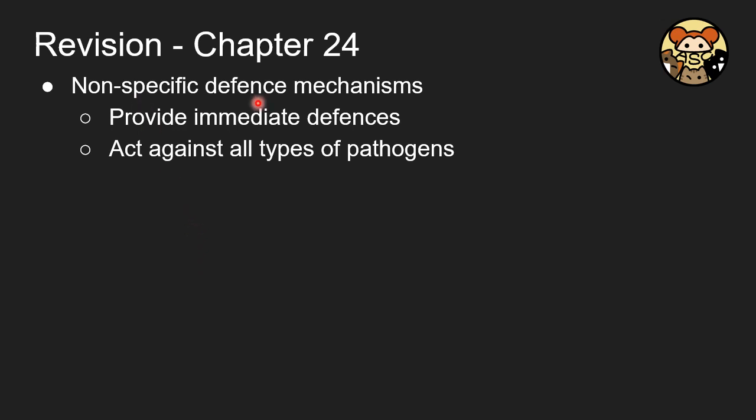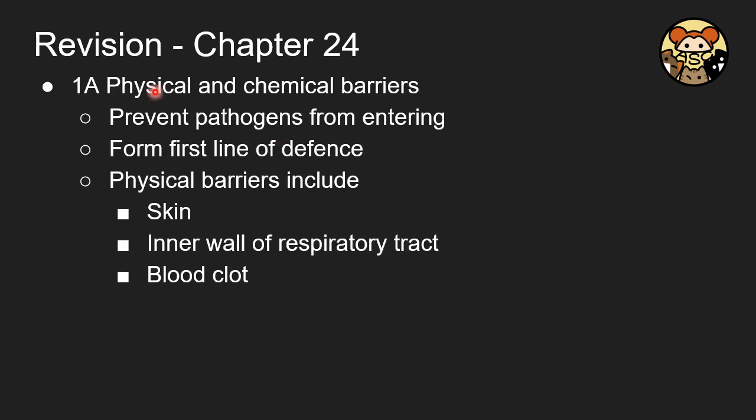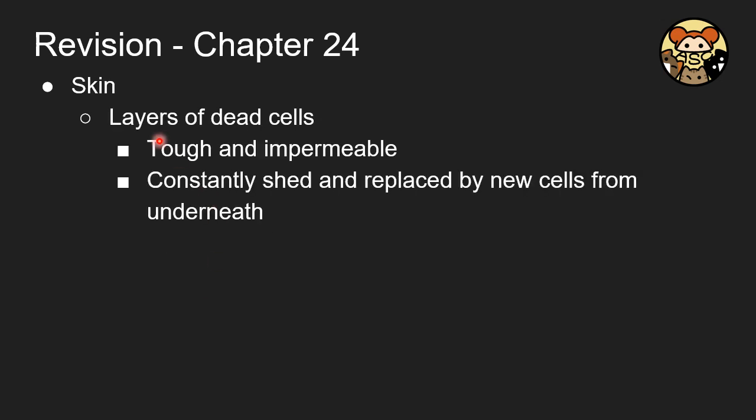So the non-specific defense mechanism provides an immediate defense against all types of pathogens. So it's very general. The first one is physical and chemical barriers. It prevents pathogens from entering as a first line of defense. The physical barriers include the skin, the inner walls of the respiratory tract, and also the response of blood clotting. The skin is layers of dead cells, and it is tough and impermeable to water and also physical infections. So it is constantly shed off and replaced by new cells from underneath. So it prevents the pathogens from entering.